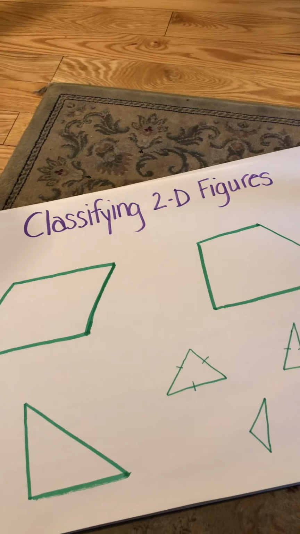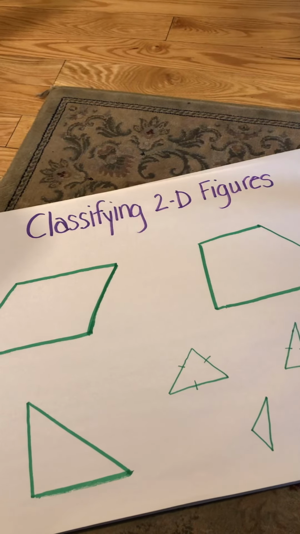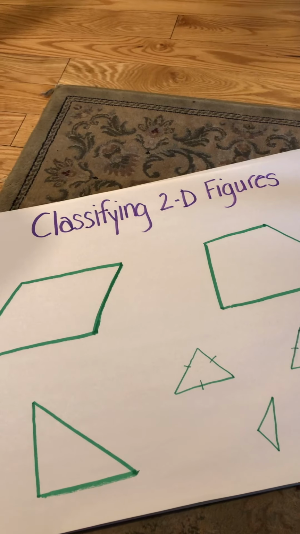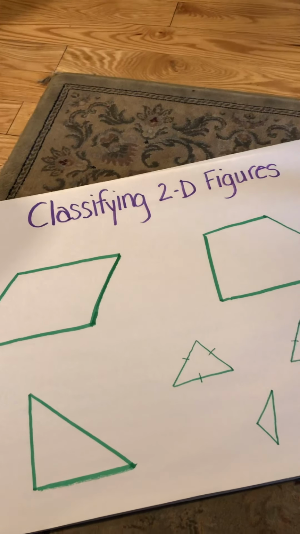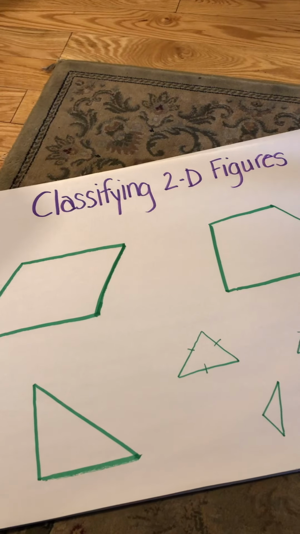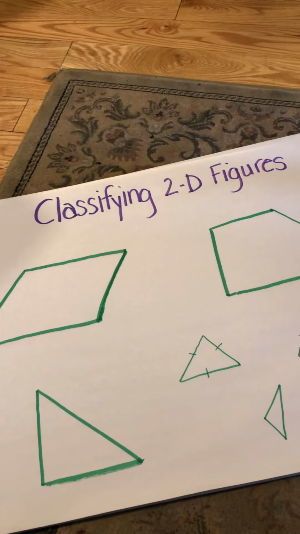So in today's math work, you're reviewing the information that we've practiced last week with classifying 2D figures. Remembering that 2D figures are two-dimensional, so they're flat. They have a length, they have a width, but they don't have a height. If they had a height, that would make them a 3D figure.